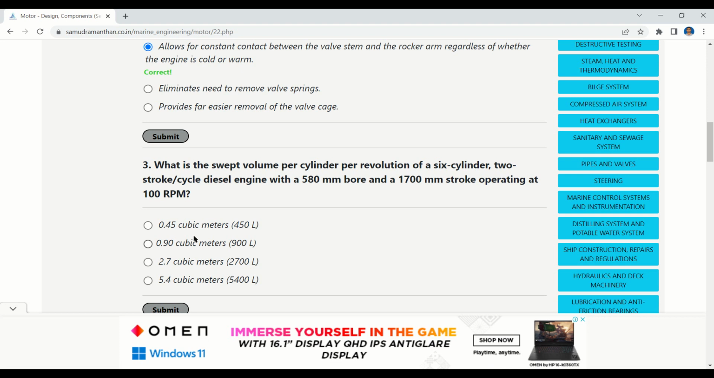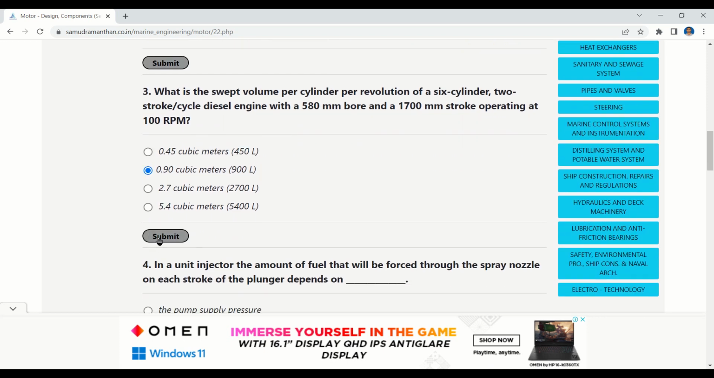Pi by 4 d square, 3.14 into 0.58 into 0.58 divided by 4 into 1.7 multiplied by stroke. So there are 2 piston strokes in each revolution, so it should be multiplied by 2, which equals 0.8978 meter cube. So the correct option should be the nearest one, 0.90 cubic meters, that is 900 liters.